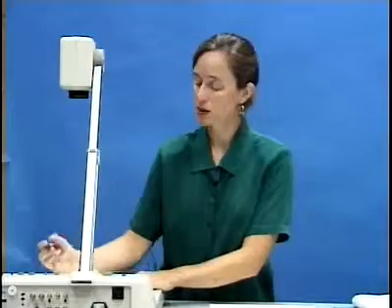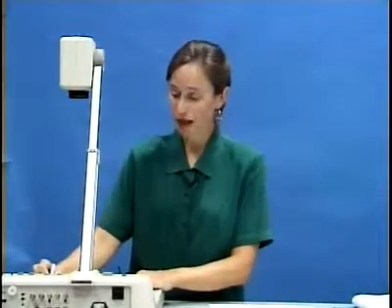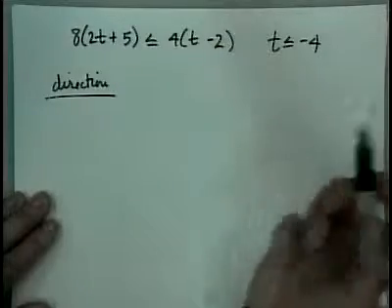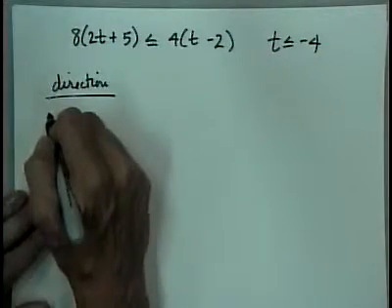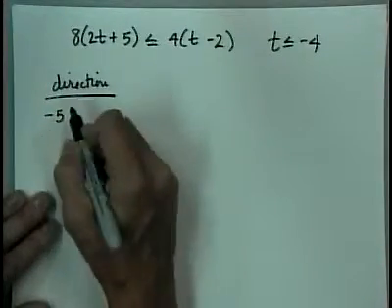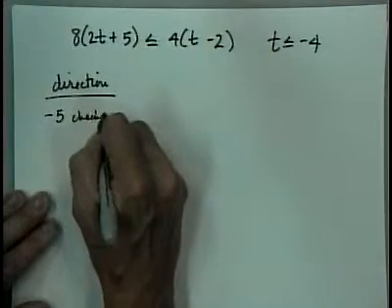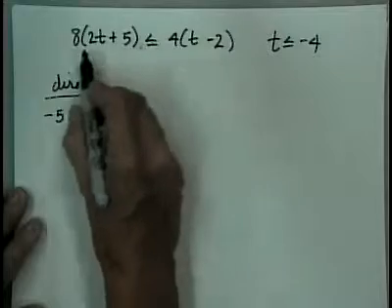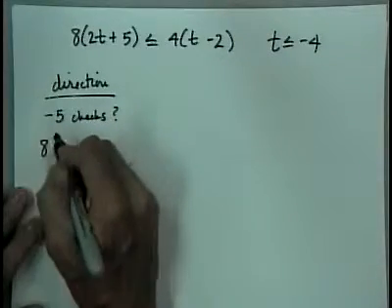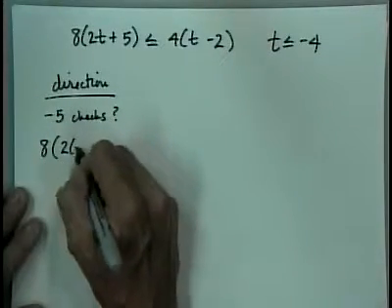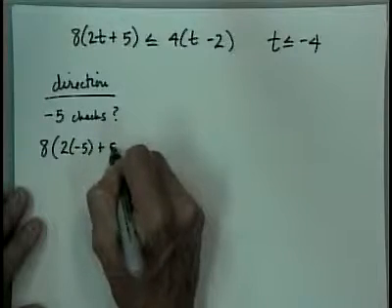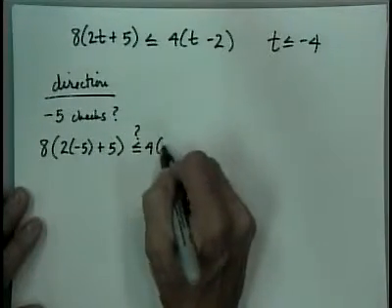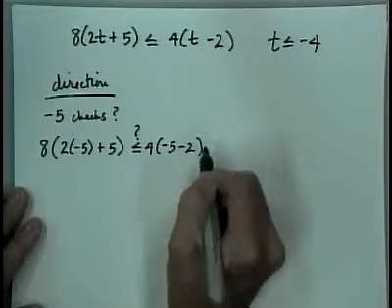Our solution set is numbers t that are less than or equal to negative 4. So let's pick a number that we know is less than or equal to negative 4, like negative 5, and see if negative 5 checks. That's what we want to determine. So let's put negative 5 for t in each side of the inequality. And we want to know, is that less than or equal to 4 times negative 5 minus 2?